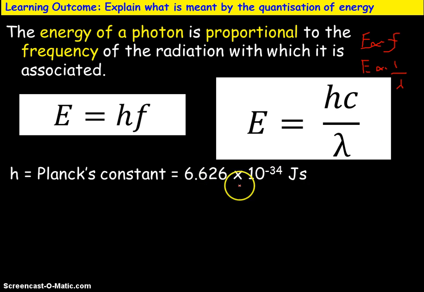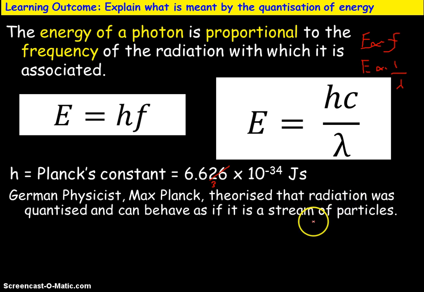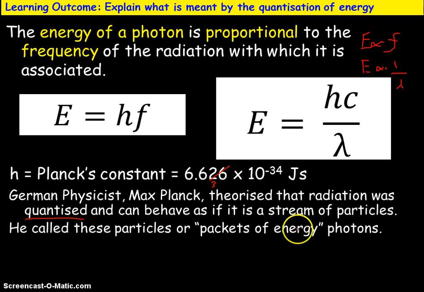So Planck's constant is this value. In your examination you only need to know it to 3 significant figures. And it was named after the German physicist Max Planck, who theorized that radiation was quantized. What we mean by quantization of energy is that energy has a discrete value. It comes in packets rather than having a continuous potential value. So he called these packets of energy, these quantized amounts of energy, photons.